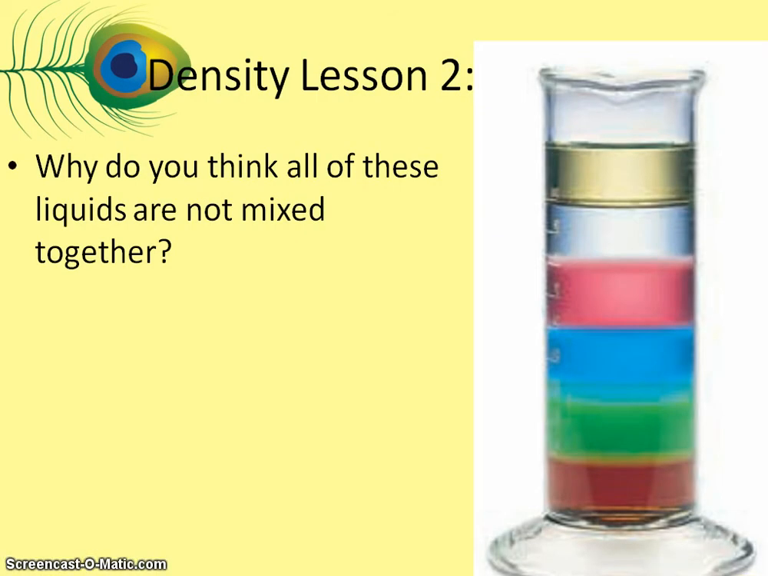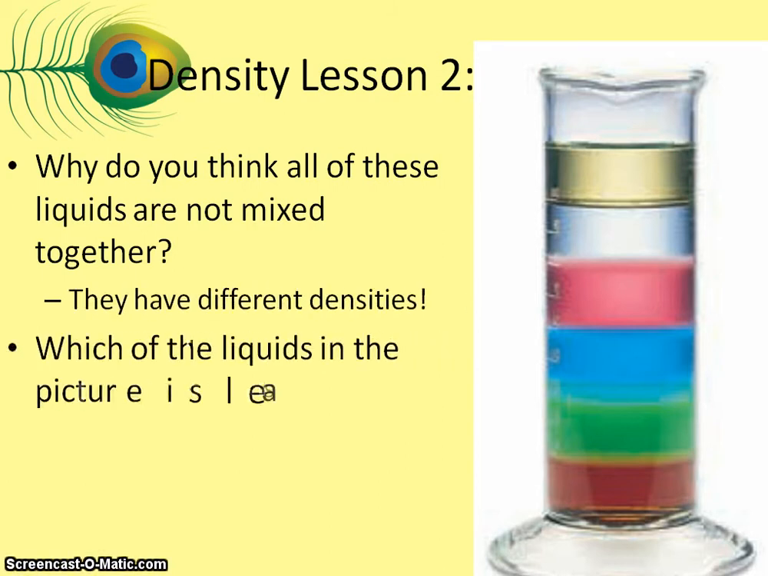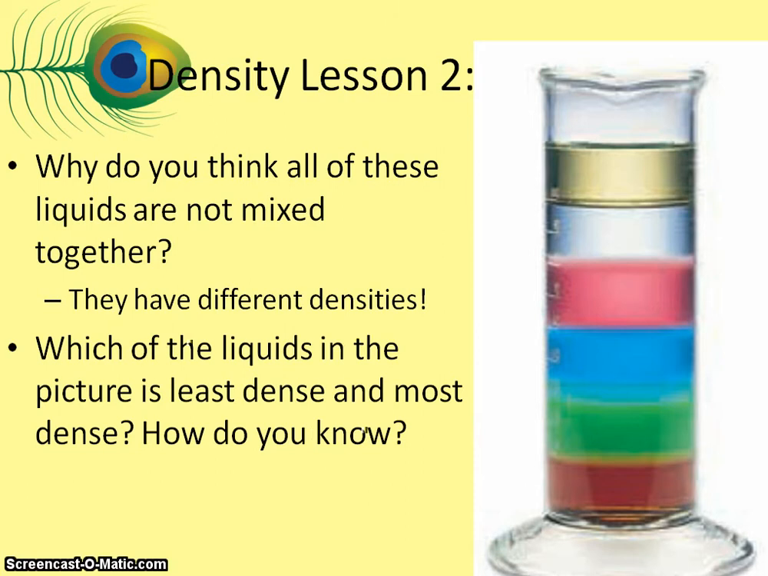Why do you think all of these liquids are not mixed together? Is there a reason that it's not one big tube of goo? All of these liquids have different densities. Which of the liquids in the picture is the least dense and most dense? How do you know? The liquid on the bottom is more dense. More dense liquids sink, less dense liquids will rise.